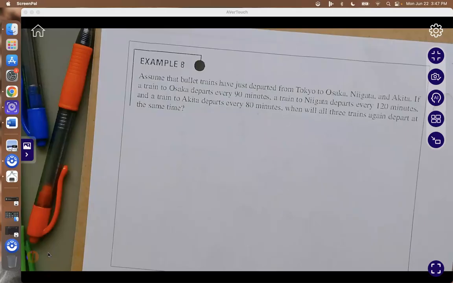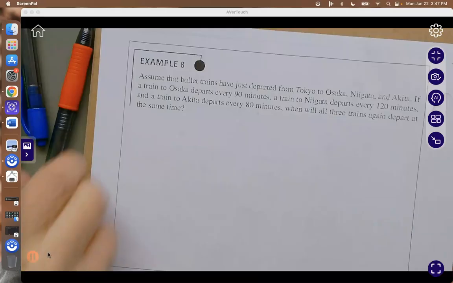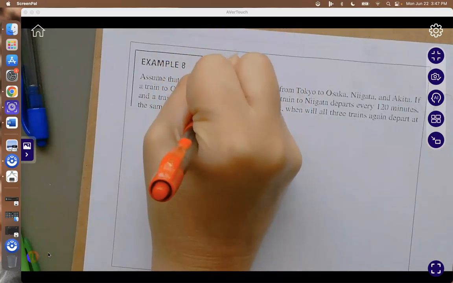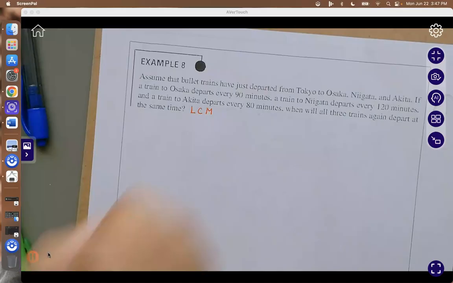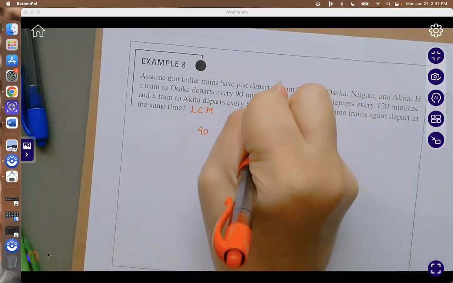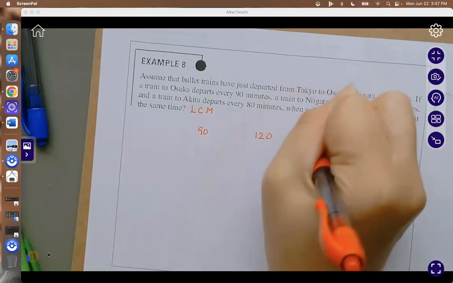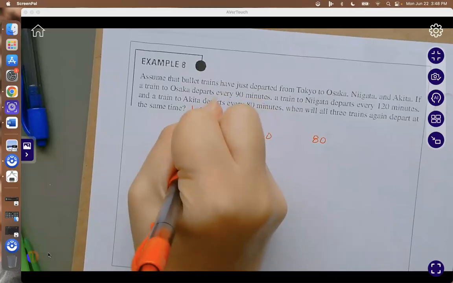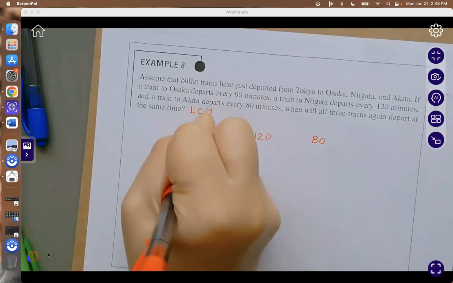So did they take one big thing and make it into smaller things, or did they have individual things and they want to know when it happens at the same time? Yes, they want to see when it happens at the same time. So this is an LCM. Okay? So what we need to do is find the LCM of these three numbers. So we're going to do our little factor trees.